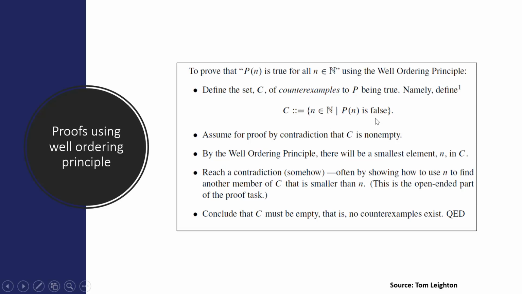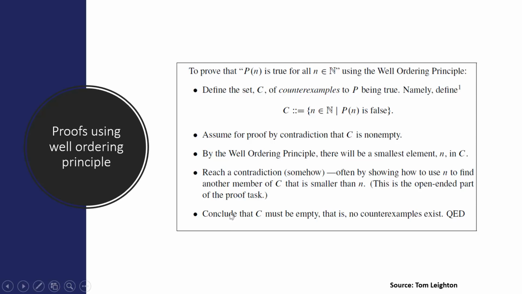But if there's some n where P(n) is false, then there has to be some element in C, therefore C cannot be empty. So by the well-ordering principle, there will be a smallest element in C. Then, as we tried to do in the previous example, we try to reach a contradiction somehow, often by showing how to use n to find another member of C that is smaller than n. This is an open-ended part of the proof task, and it varies from proof to proof.